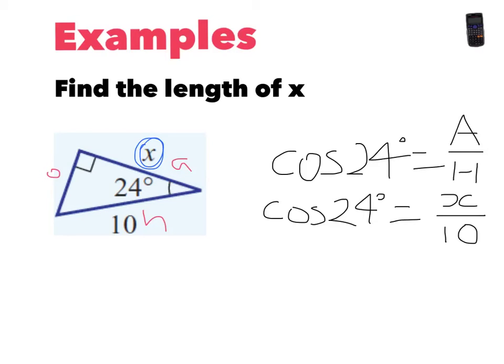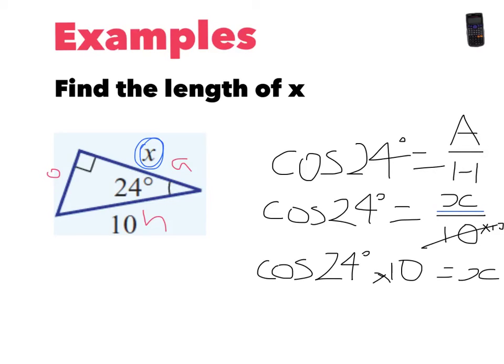So in my equation, I'm trying to get x by itself. How do I get x by itself? Well, if it's x divided by 10, just multiply both sides by 10. That cancels out on one side, and I have to multiply the other side by 10. So it's the cosine of 24 degrees multiplied by 10 equals x. My missing side length is equal to the cosine of 24 degrees multiplied by 10.